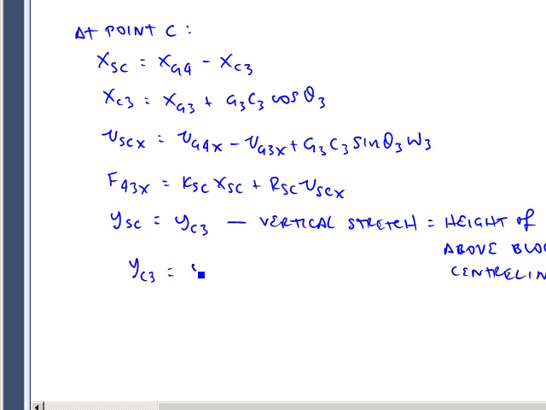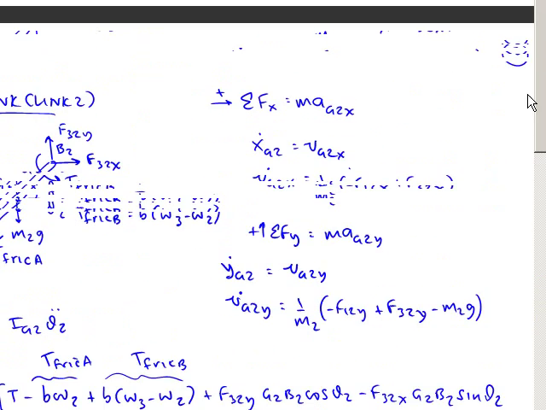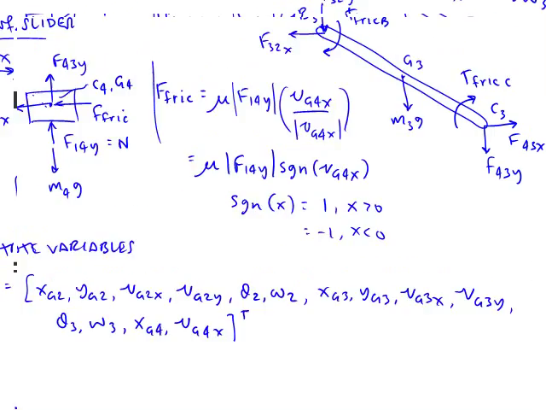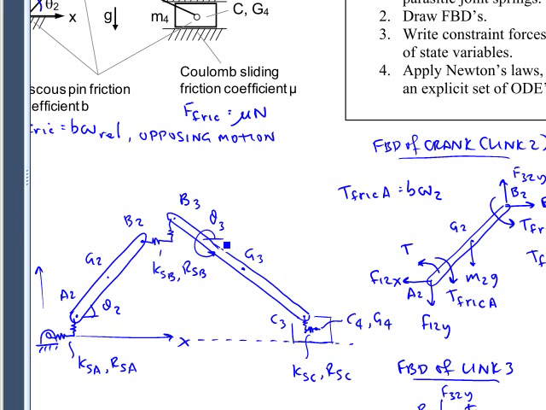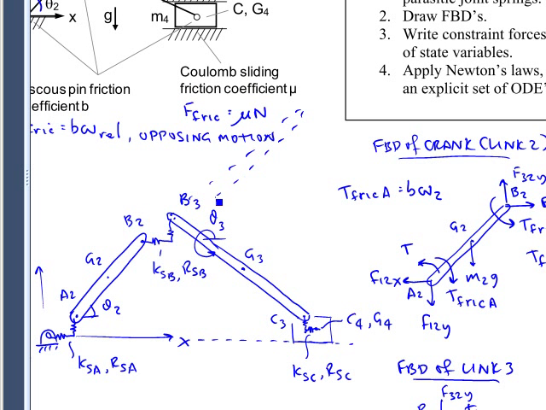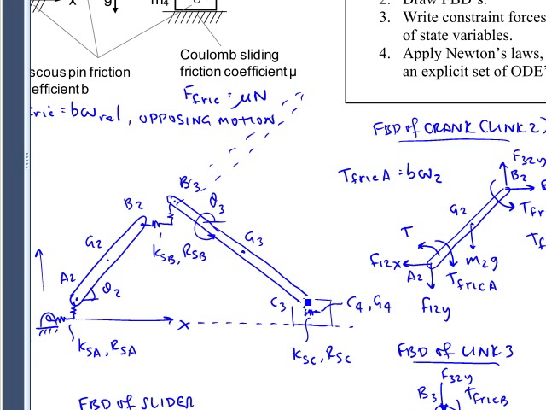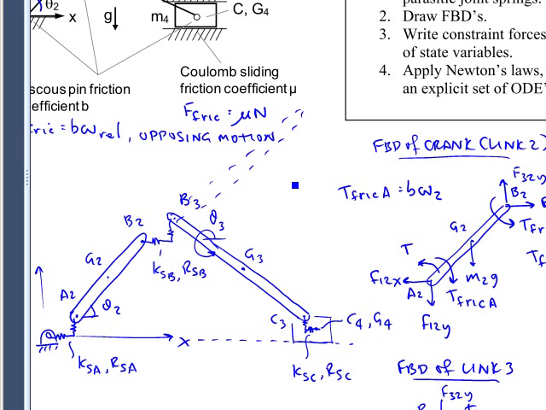Alright, so YC3. To get YC3, I need to go YG3. Now here's the tricky one. Do I need to go plus or minus C3G3 sine theta 3? Let's go back and look at the schematic. Way back. Up a little more. Okay, so here's our schematic. Here's link 3. If theta 3 was drawn in the first quadrant, then this link would actually be up like that. And to get the height of C3, I'd go up to G3 plus G3C3 sine theta 3.